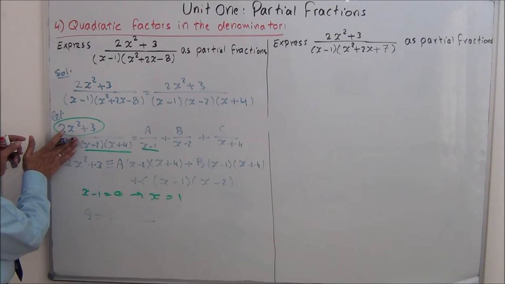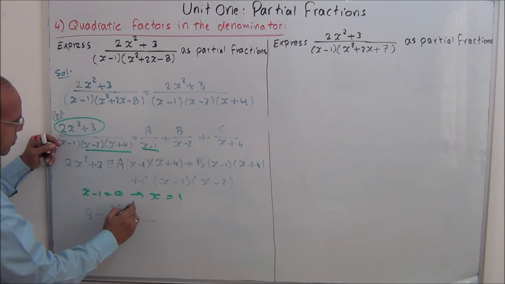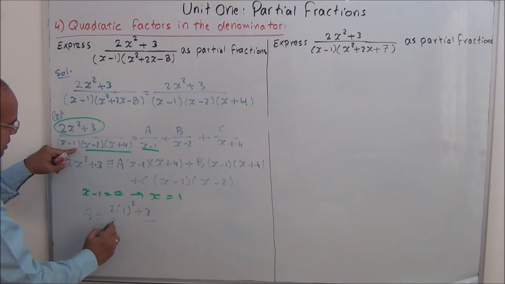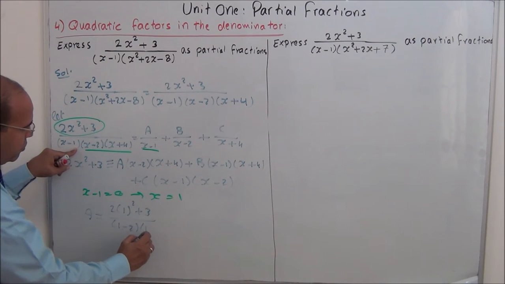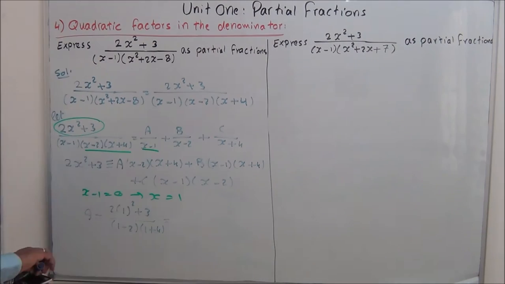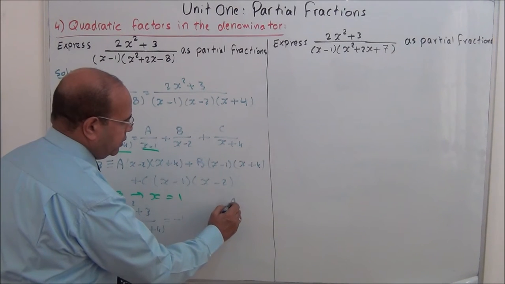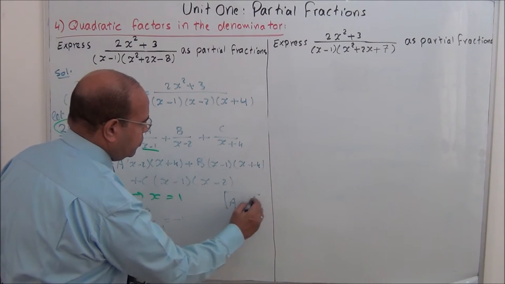Then we can get the value of a by using the cover-up method. Replace x by 1 except in this bracket. So it's 2 times (1 squared plus 3) over (1 minus 2)(1 plus 4). We use the calculator to get that. The value of a by using the calculator is negative 1. So a equals negative 1.